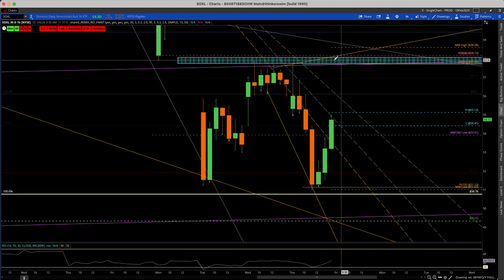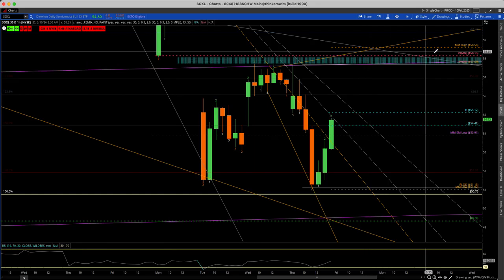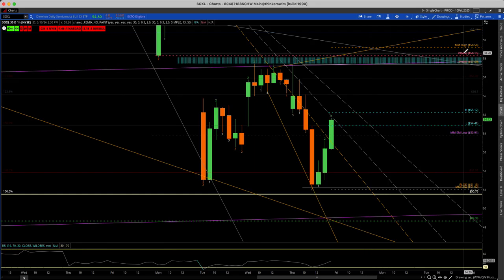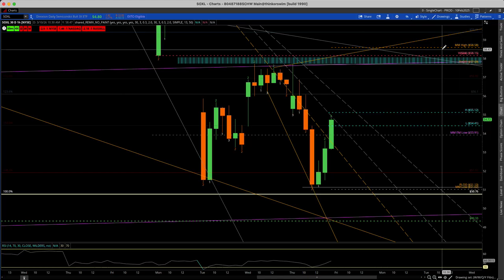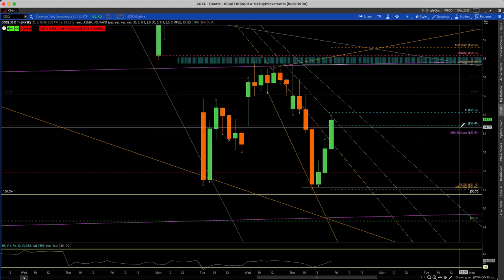So we do have this gap above from 2 days ago that could act as a magnet. We've got the week and the month flip here as well at 58.15. So if we get back above that 58.15, that does put the week, month, quarter, and year all green again.